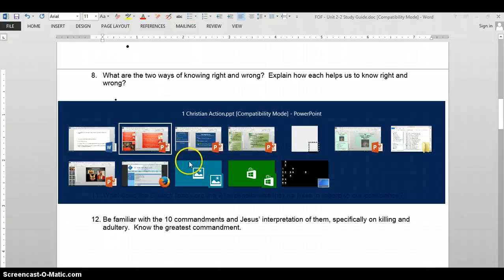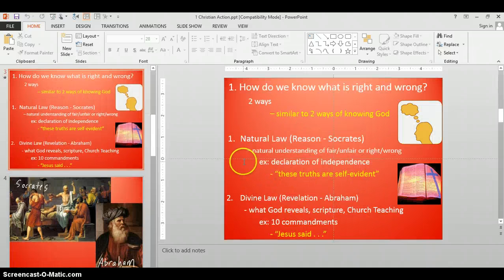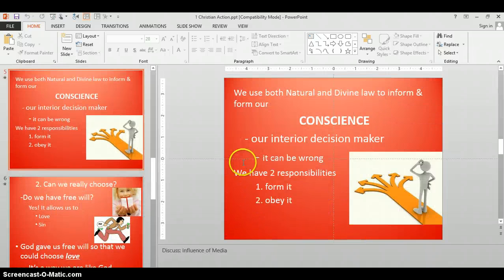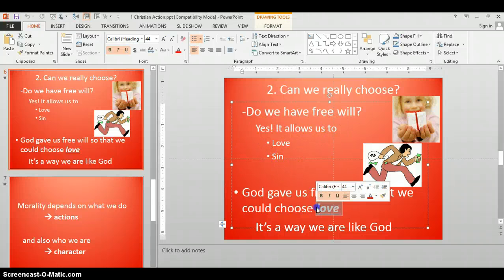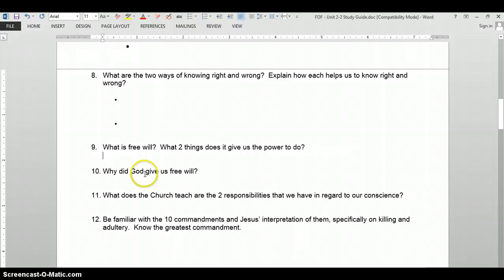What is free will? That's also in notes number 1. Free will is the choice or the ability to choose right from wrong. And it allows us to love and sin, but God gave it to us so that we can love. He didn't want us to sin, but if he didn't give us that option, then it wouldn't really be love when we chose to love. It would just be what we had to do. So this is a way that we are like God. It gives us the power to love like God because it's freely chosen. We're not slaves.